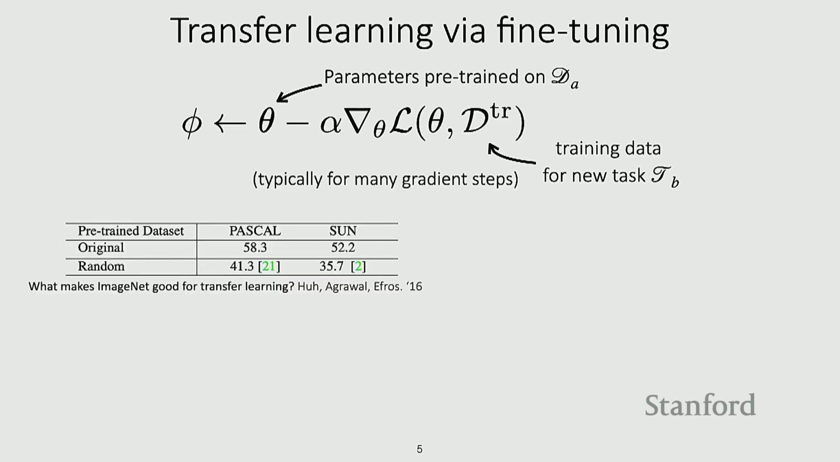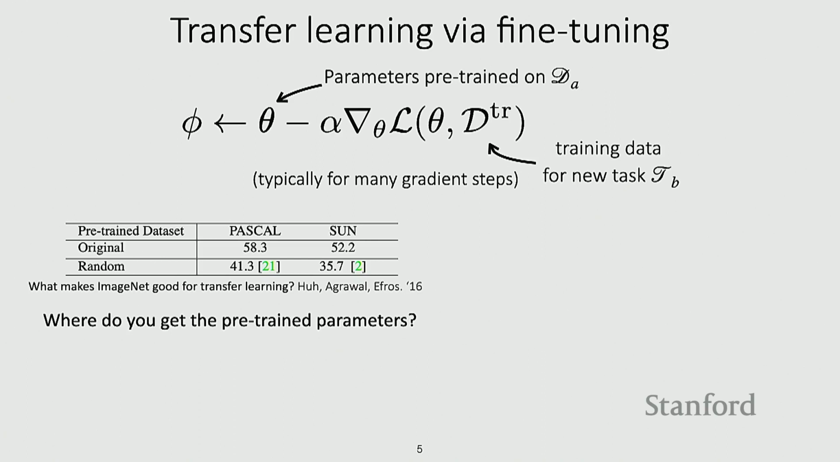Okay, and so if you actually look at transfer learning compared to training from scratch, you can see pretty large performance gains in a number of scenarios. So for example, if you pre-train on ImageNet versus if you start from scratch with a random initialization, you can see an improvement from 41 to 58% on the Pascal dataset and 35 to 52% on the Sun dataset. And so in this case, the pre-trained parameters came from ImageNet.